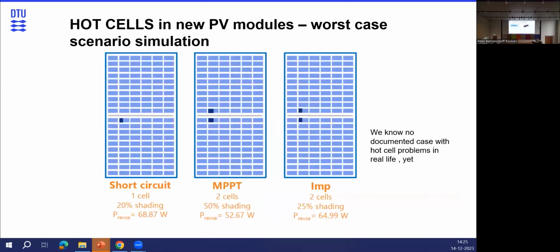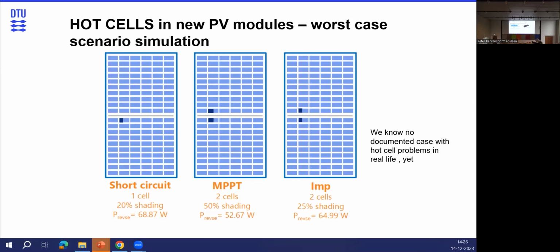And there's been work done in simulation to determine the worst case scenario, so the worst kind of shading that we could have. They found that basically the worst case would be if you have 20% of one cell shaded and the module is operating close to short circuit, then for this type of module you have almost 68 watts of energy dissipated. And this would translate to around 130, 140 degrees Celsius.